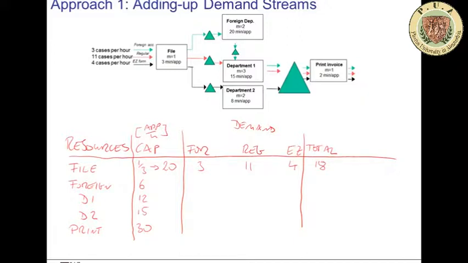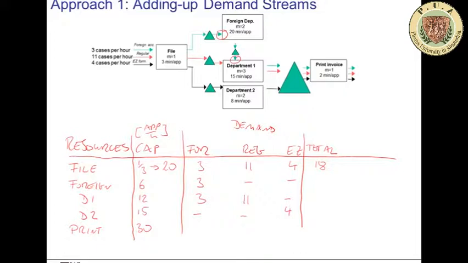At the foreign step, the situation is different because only the foreign units, 3 units per hour, are going to arrive at this department. There's no demand from the regular units and the easy units. In Department 1, we have the 3 units arriving from the foreign department, the foreign units. We have the 11 regular ones, but we don't have any from the easy. In Department 2, however, we have no foreign, no regular, just easy ones at a rate of 4 units per hour.